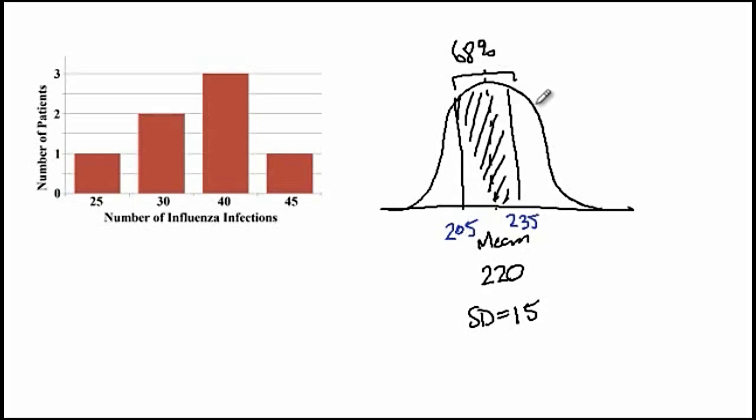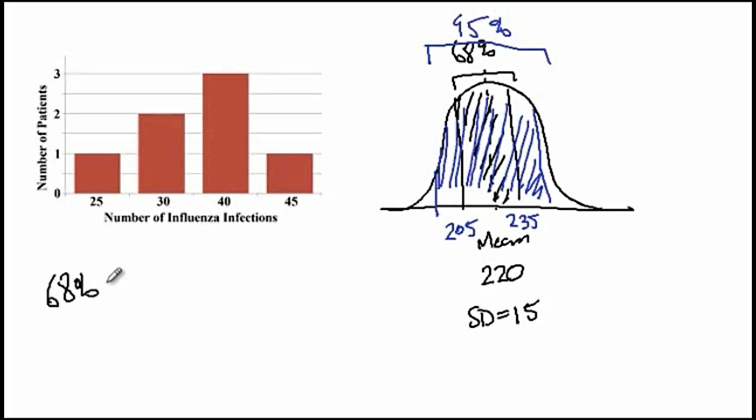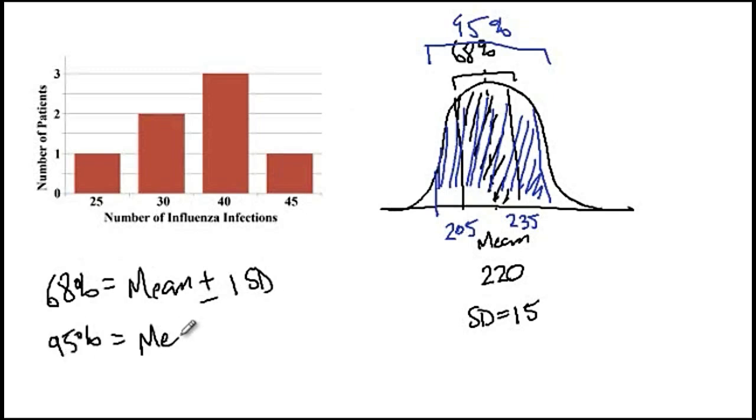Now what if we go 2 standard deviations away from the mean? In that case, the range of data that falls under the curve is much bigger, and that would cover 95% of the students. Now for the question here, I would like to calculate the range of data for 68 and 95%. So 68% equals mean plus minus 1 standard deviation, and for 95% it equals mean plus and minus 2 standard deviations.